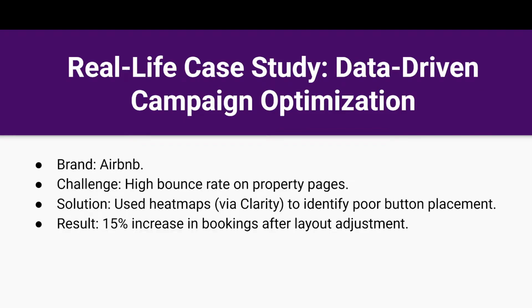Okay, so a real life case study would be Airbnb. They had a high bounce rate on their property pages, right? So the user was coming in but wasn't interacting and was leaving. So they used heat maps using Microsoft Clarity to identify poor button placement. They identified that the user was not clicking there. Then they changed that, and the bookings increased by 15% just after the layout adjustment, just after the button placement was adjusted. Right, look at that. That's just huge.